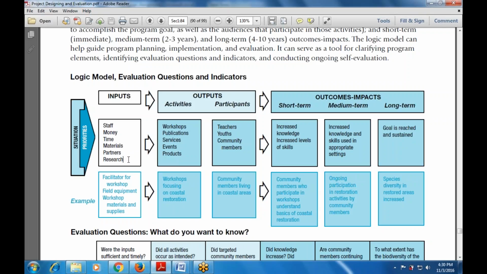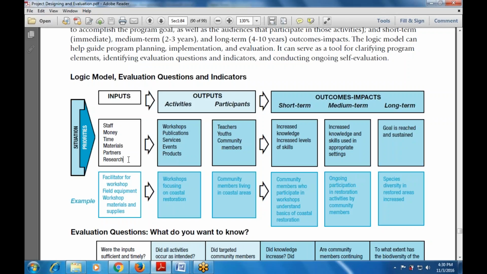Then outcome impacts. The short term: community members who participate in the workshop understand the basics of coastal restoration. Then there is ongoing participation in restoration activities by community members, and then species diversity in the restored area increases. Whatever the species that is evaluated is used with this.